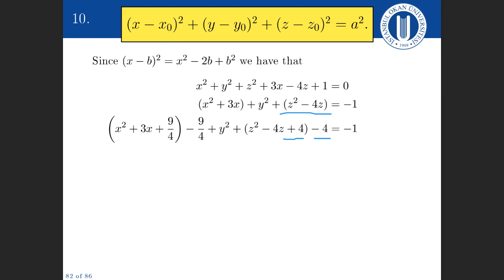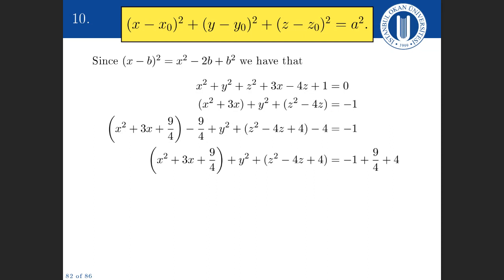Now I'm doing this so that I can use the equation at the top. The first bracket is x plus 3 over 2 squared. And this third term, z squared minus 4z plus 4, is the same as z minus 2 squared. Now I can read off the answer, because now my equation is in the standard form.